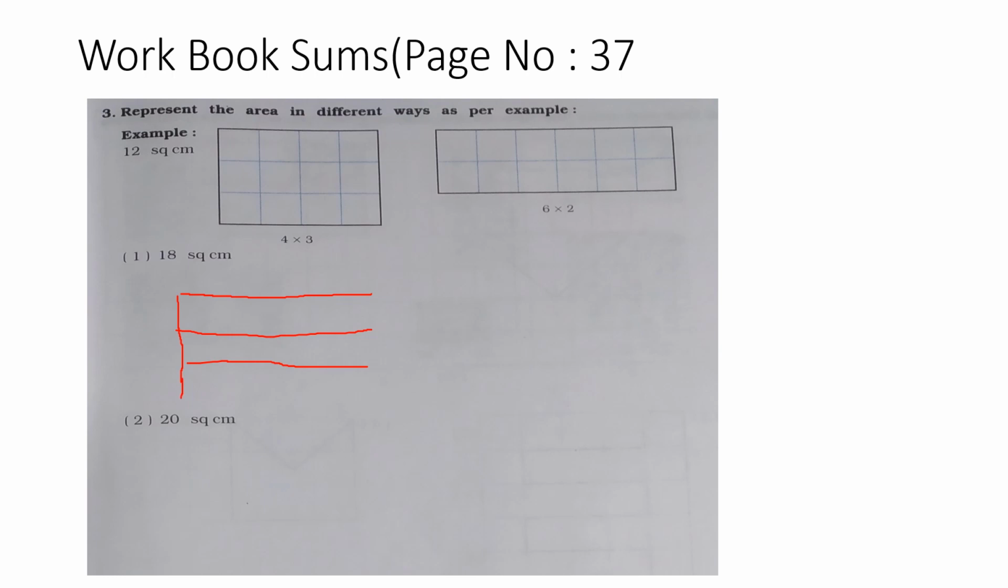You have to take your ruler and pencil and it should be equal. Okay. So 1, 2, 3, 4, 5, 6, 7, 8, 9, 10, 11, 12. Okay. 14, 15, 16. Let's count once again. 1, 2, 3, 4, 5, 6, 7, 8, 9, 10, 11, 12, 13, 14, 15.